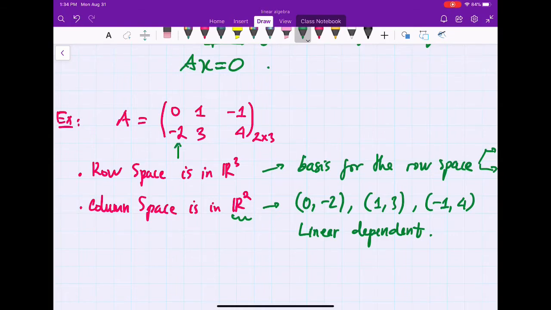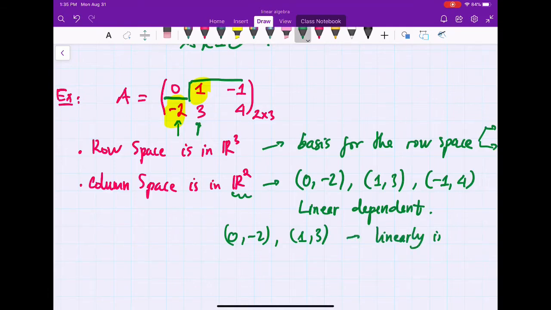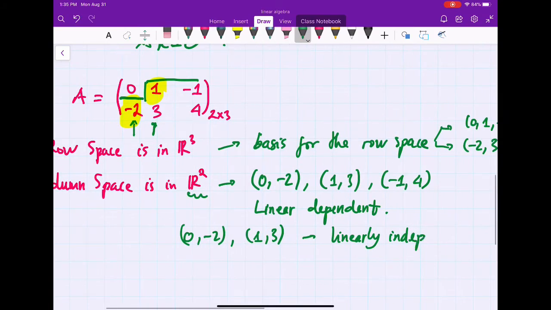From here we may pick 2 vectors, the first one and the second one, because this is some kind of row echelon form. So we pick 2 vectors, 0, negative 2 and 1, 3. They are associated to leading elements, and they are linearly independent, and they form a basis for the column space.